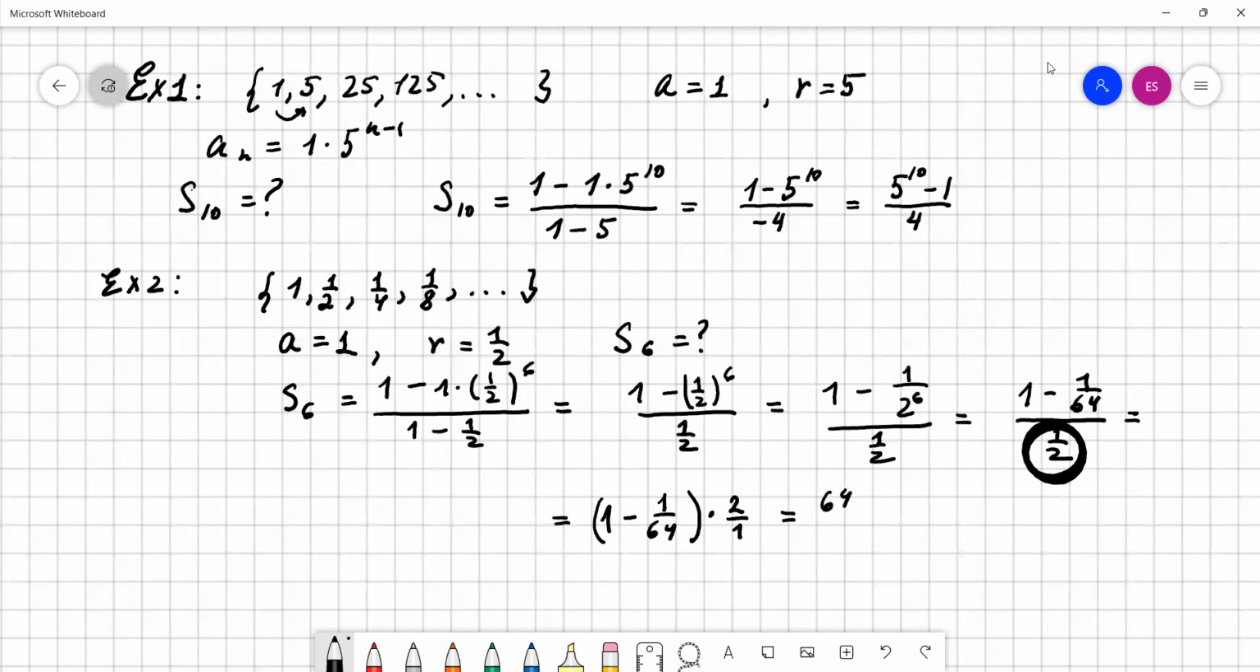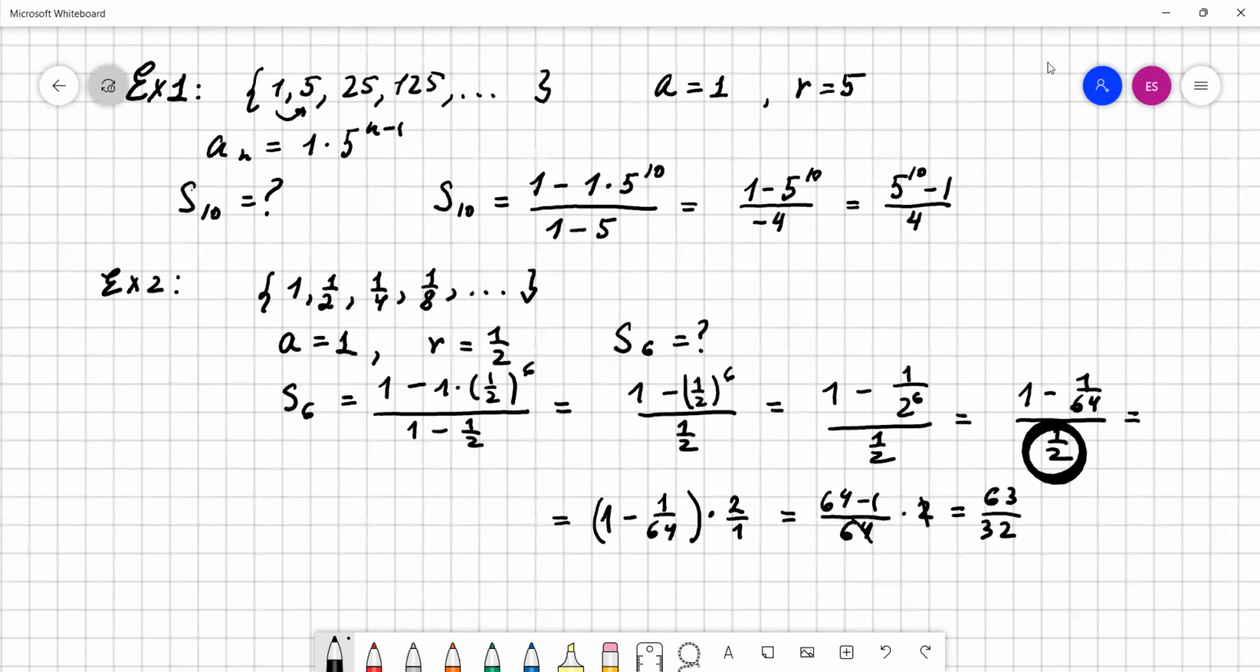It says 64 minus 1 divided over 64 and multiplied by 2. Okay, 64 minus 1 is 63, right? Here we can cancel 2 and 2 and get 32. That's going to be our final answer. So that's 63 over 32. One more tiny formula for today, and that's going to be it.